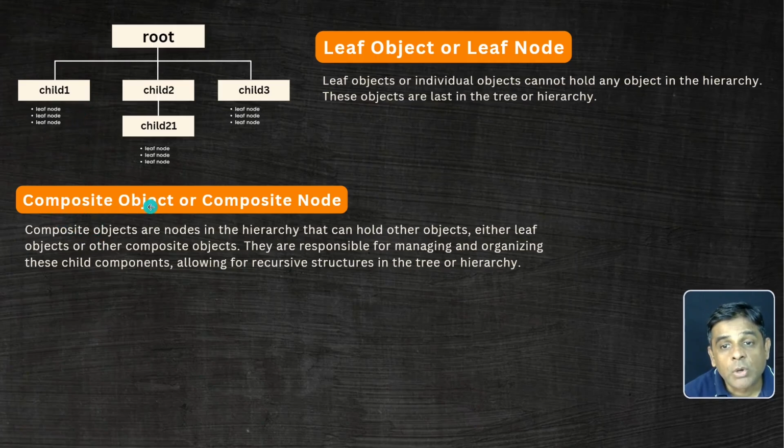Now what is a composite object or composite node? Composite objects or composite nodes are those nodes that contain leaf nodes or other child nodes. So it comprises leaf nodes and other child nodes, and it also manipulates all these leaf nodes. That means if I want to add one more leaf node, I can add it through this child node. If I want to remove any leaf node, I have to go to this child and remove it. So all the manipulation functions are generally done by the composite object or composite node.